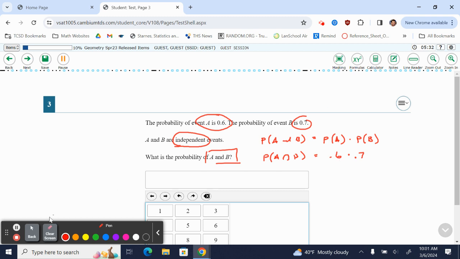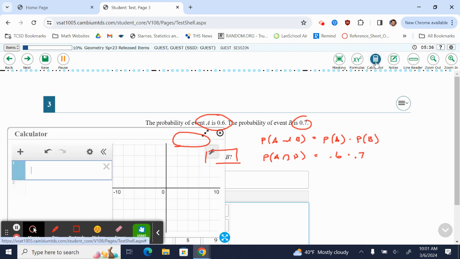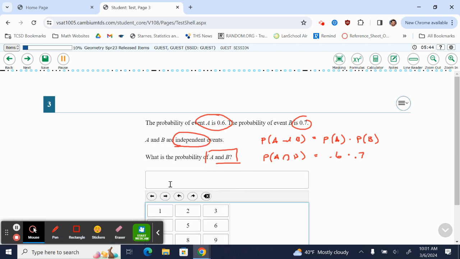And if I use the calculator here, I think it's 0.42, but just to make sure. So if I click at the calculator, I do 0.6 times 0.7, and yes, you get 0.42. Should be a number less than 1 because probabilities have to be between 0 and 1. So 0.42.